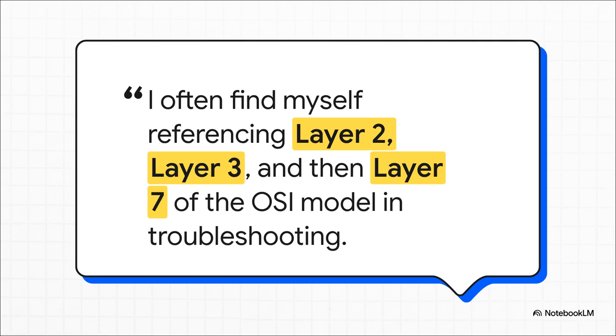And you don't have to take my word for it. Here's a quote from a sysadmin on Reddit who said that while they don't really think about every single layer day to day, they are constantly using layers 2, 3, and 7 to figure out what's broken. The OSI model basically becomes a mental checklist for them to hunt down the root of an issue.